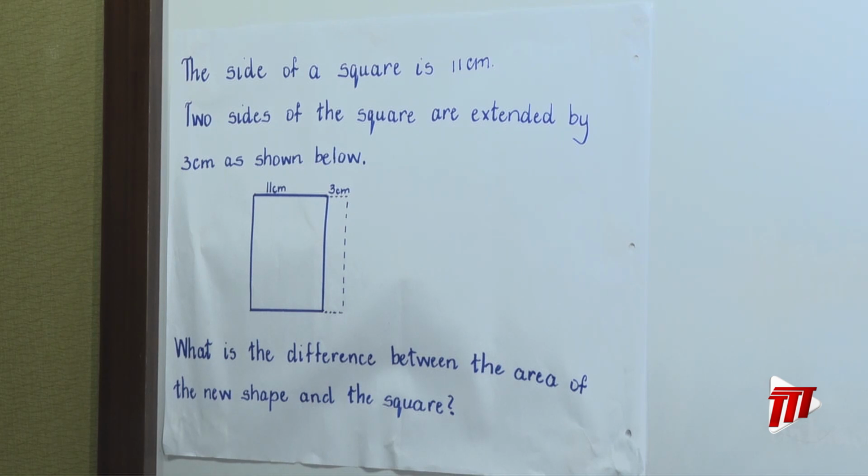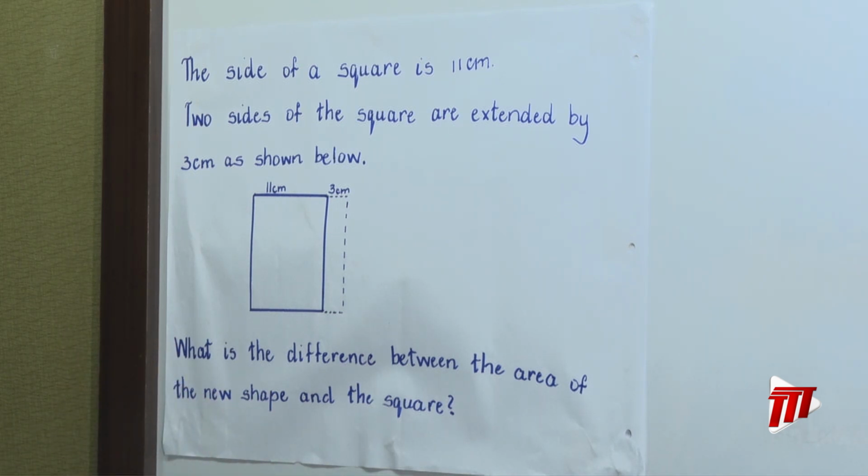Yes, boys and girls, as I said, as we progress, the problems are going to become a little bit more challenging. You have to do a little bit more thinking. And with this problem, you have a little bit more thinking. So let's go together on the board. The side of a square is 11 centimeters. 2 sides of the square are extended by 3 centimeters as shown below. What is the difference between the area of the new shape and the square?